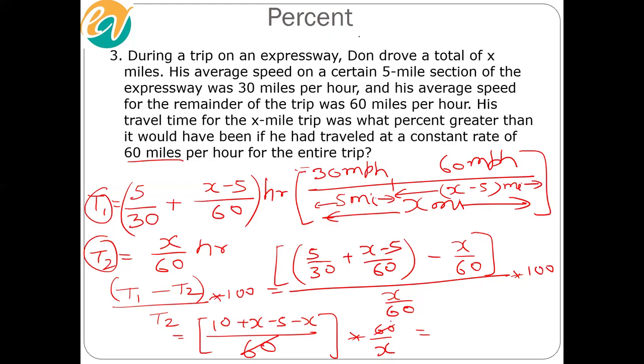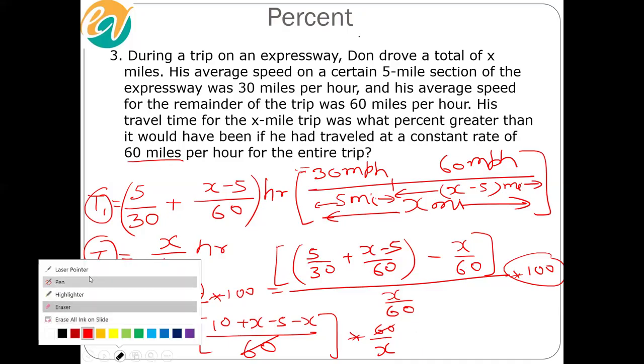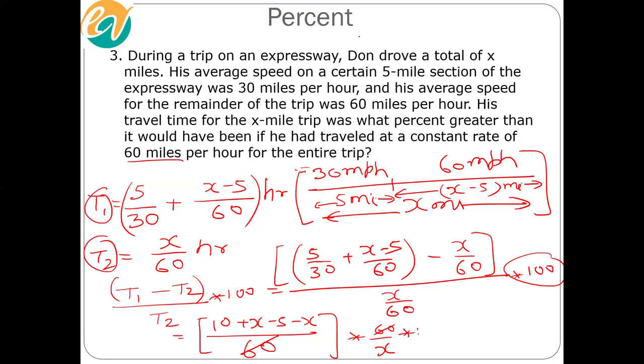And into 100 also, right? So into 100, and incidentally X and X get cancelled. So what are we left with? 500 by X percentage. So that's the answer. 500 upon X.